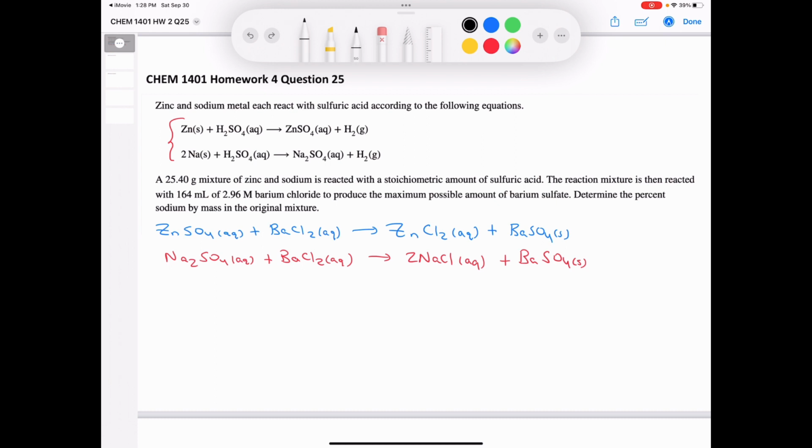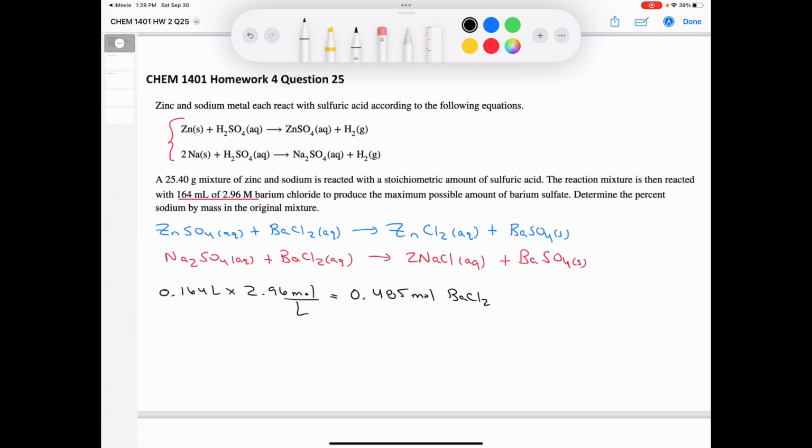All right, so since we have created all of the barium sulfate from our barium chloride, what we're going to do is figure out the number of moles of barium chloride, and that will tell us the number of moles of barium sulfate. They gave us the volume of our barium chloride and its molarity, so we're going to multiply those two. We're going to say 0.164 liters times 2.96 moles per liter, and that will give us the number of moles of barium chloride, which is 0.485 moles of barium chloride.